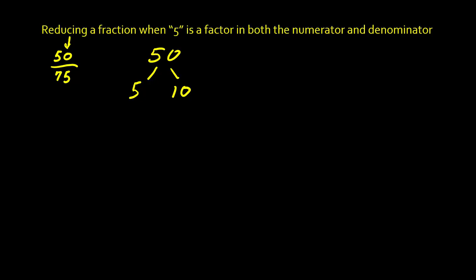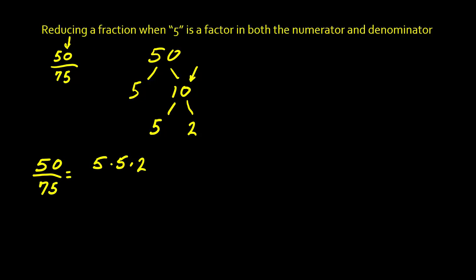10 has a 0 in the ones place. So we can factor out another 5. 10 divided by 5 gives me 2. 5 is a prime number, 5 is a prime number, and 2 is a prime number. So those are all my factors for 50. So I'll rewrite this as 5 times 5 times 2. 5 times 5 is 25, times 2 is 50.